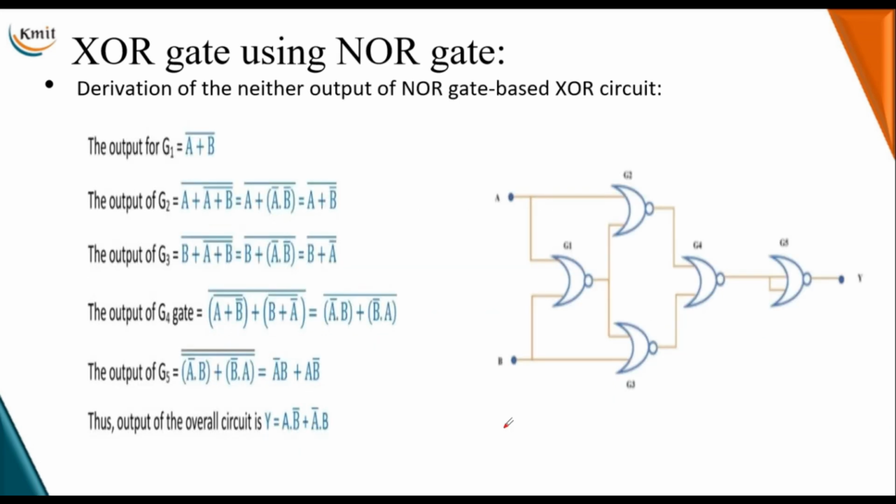You can also implement it using your NOR gates. This is the expression for the first gate: G1 is A OR of B whole bar. G2 will give you A OR of B bar whole bar. G3 will give you the output function of B OR of A bar whole bar.